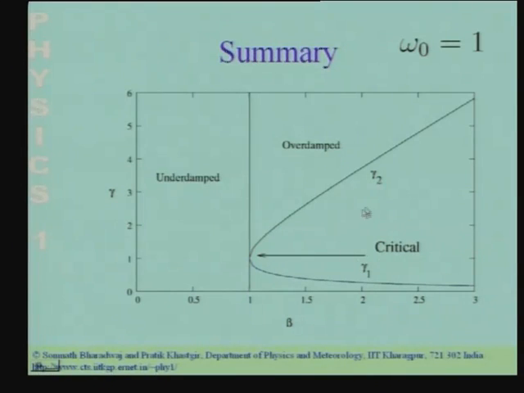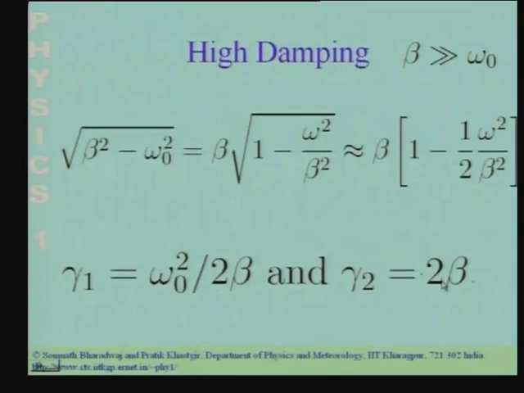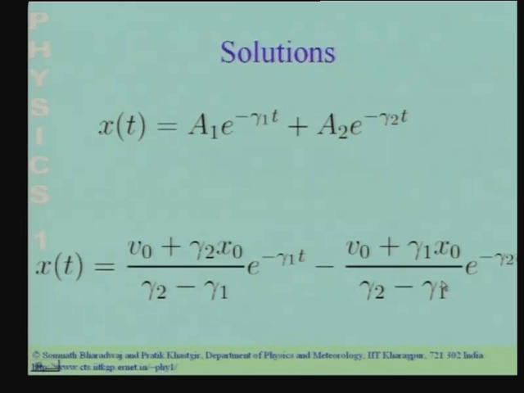What happens? Let us just look at the situation where you have a very large damping, where the damping coefficient beta is much larger than omega naught. The two roots gamma 1 and gamma 2: one of the roots becomes very large and the other root becomes very small. So, if you open the door and leave it, the door goes back to the equilibrium position where it is shut, and the motion is the superposition of these two roots.